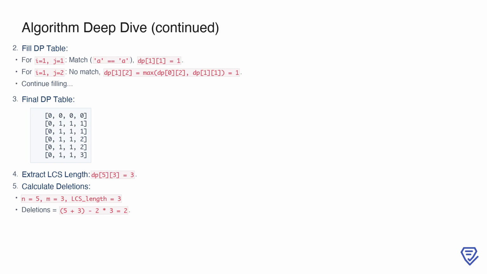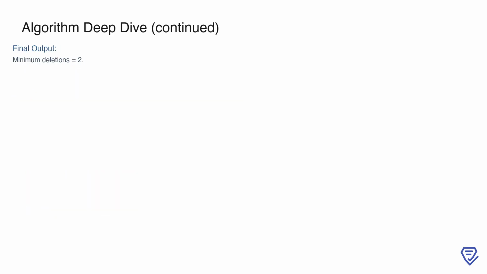Using this LCS length, we calculate the total deletions as 5 + 3 - 2 * 3 = 2. This means 2 deletions are required to make the strings identical. Finally, the algorithm outputs the result. The minimum number of deletions required to make the two strings identical is 2. This result was derived by efficiently computing the LCS using dynamic programming, ensuring optimal performance for any input size.